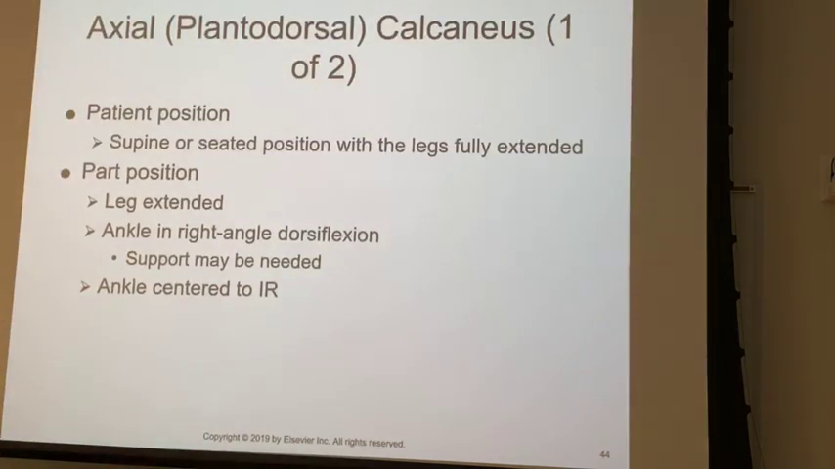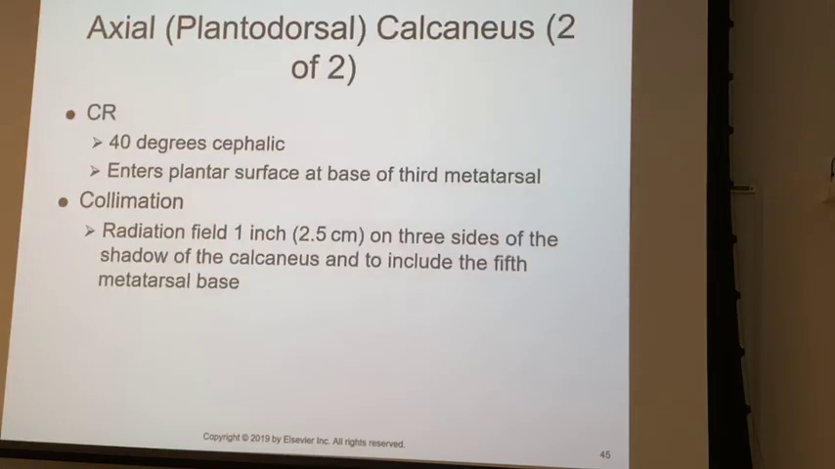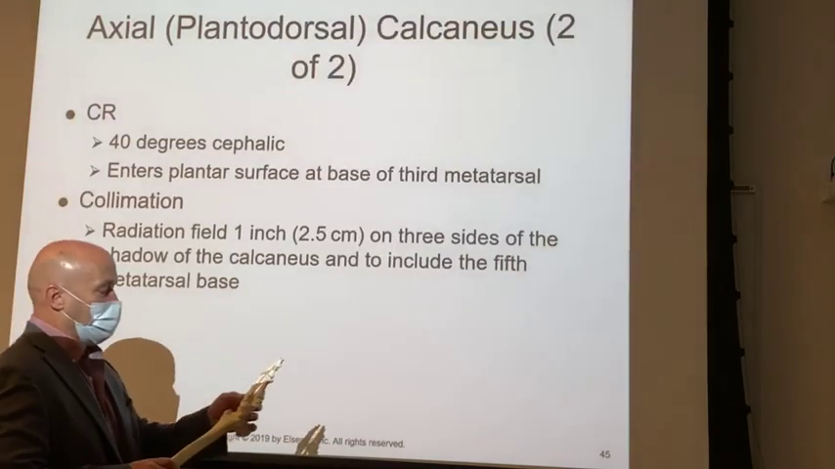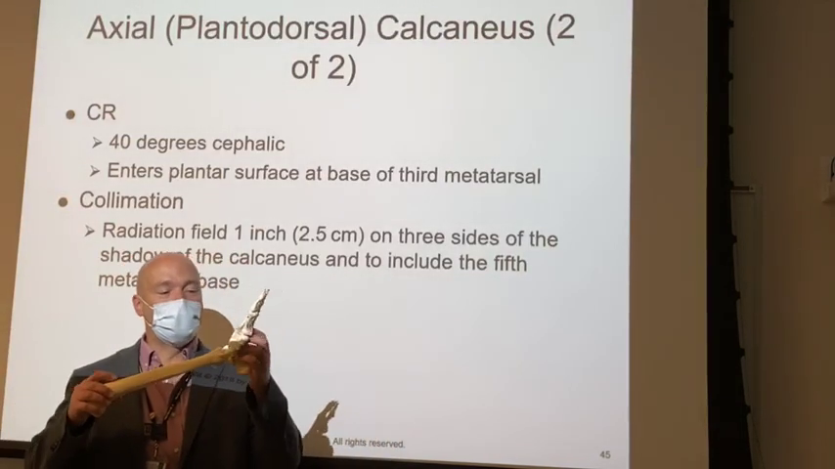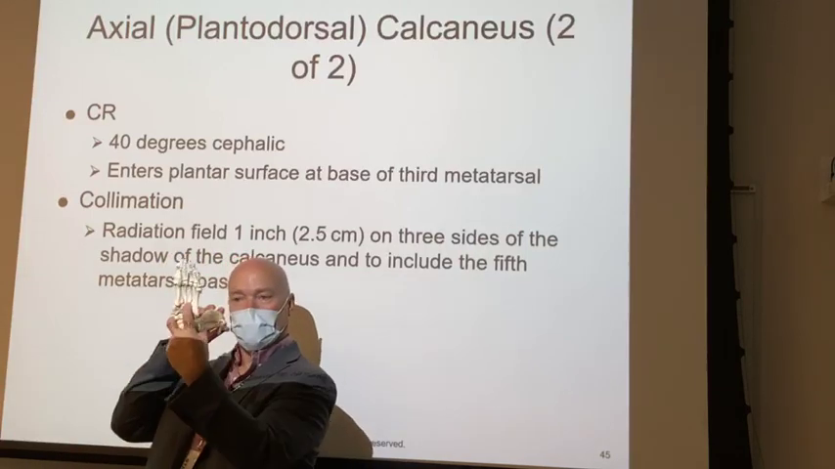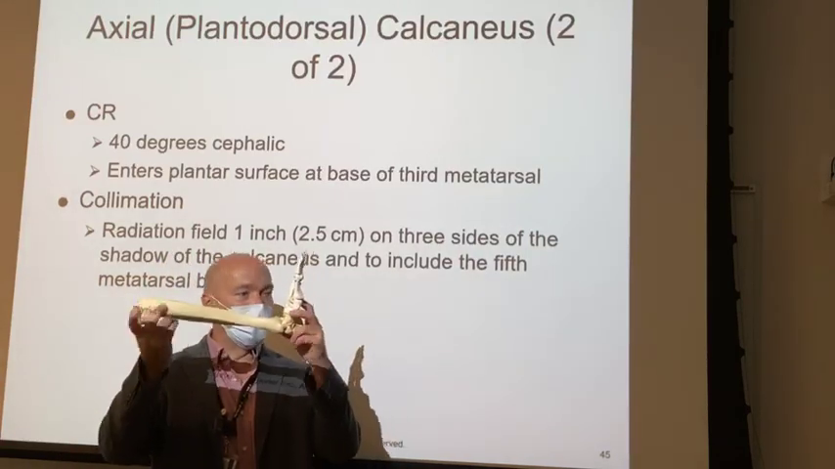All right? So the ankle should be dorsiflexed so that it's at a right angle. The foot is at a right angle from the leg. The ankle should be centered to the image receptor. We're going to use a 40-degree cephalic angulation. It's going to enter at the surface of the base of the third metatarsal. So we keep talking about the base of the third metatarsal. It's going to be tough to visualize exactly where the base of the third metatarsal is on this one.